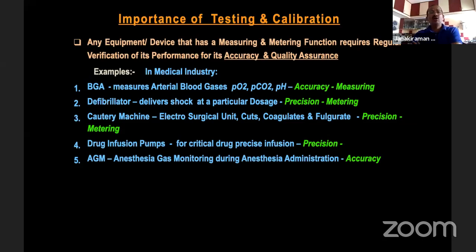Cautery machine, electrosurgical, passes some current through the patient. So the wattage and the current measured ought to be very accurate and precise. Critical drug infusion should be of high accuracy. Anesthesia gas machines are used for anesthesia delivery, and that has to work properly.